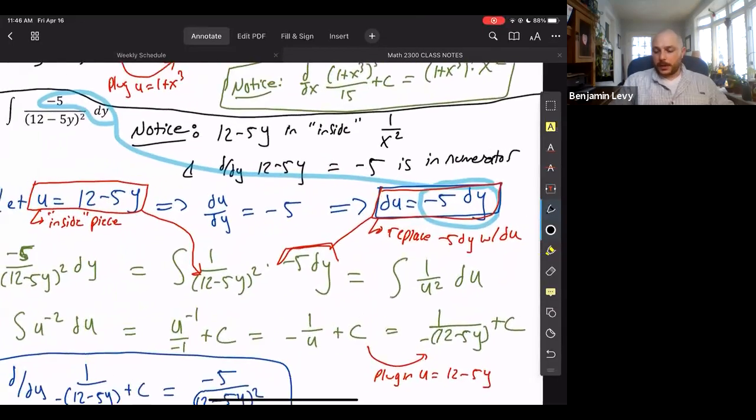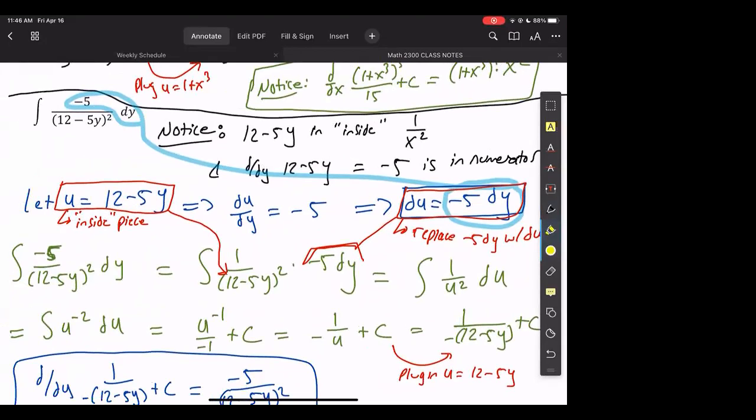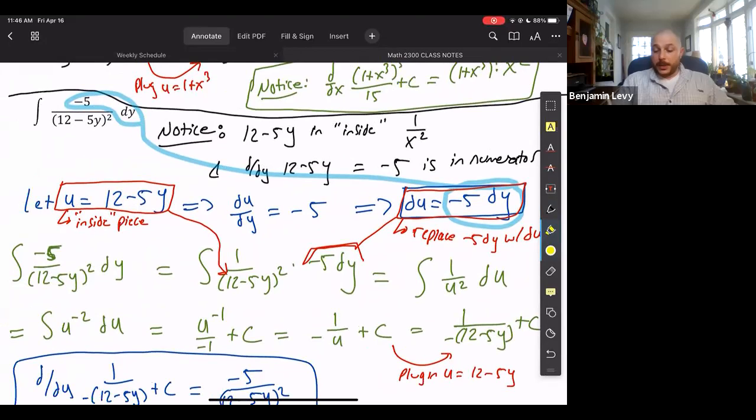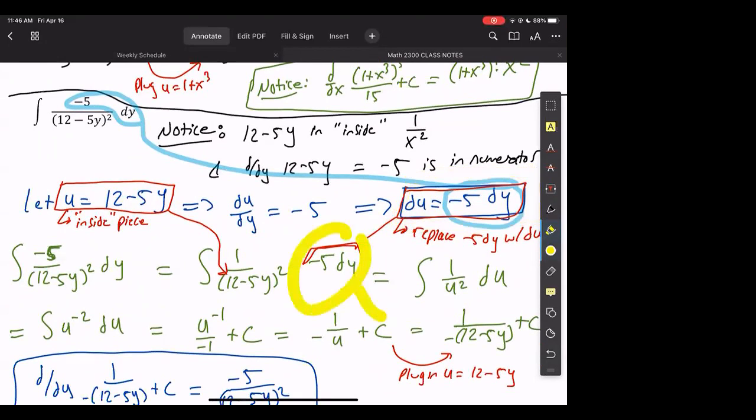I think it's easier to look at this problem to see why this works. Because this one has this stuff in the problem, so it fits perfectly. And so what we did is we just took this thing right out and replaced it with du, because this literally says du is the same thing as minus 5 dy. That's what equals means. And so we could just take that right out and plug it right in, right?